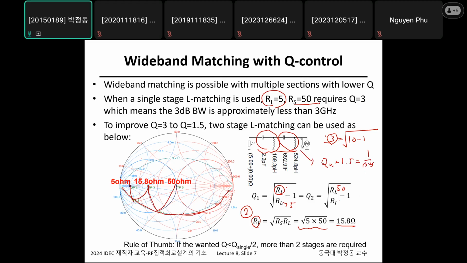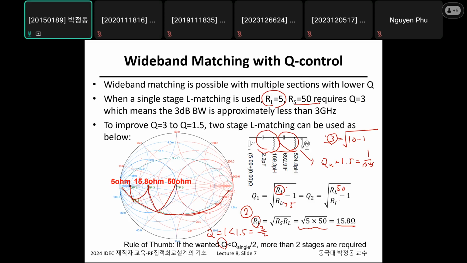So fractional bandwidth is improved by twice. Okay, there is a rule of thumb. If the wanted quality factor is less than half of a single quality factor. For example, if you want to design a matching network with a quality factor equal to 1, which is less than 1.5, which is 3 divided by 2, right?